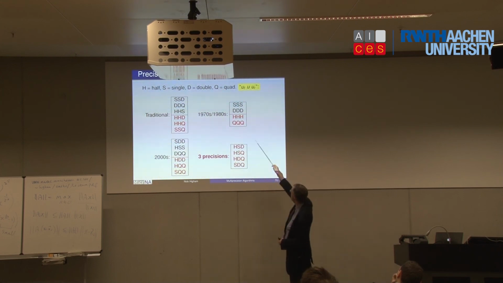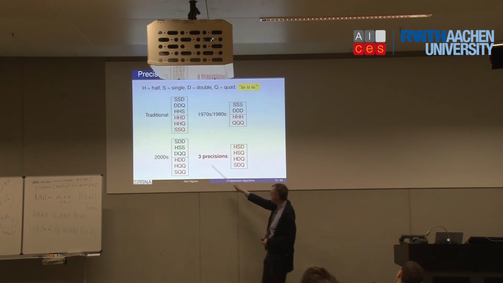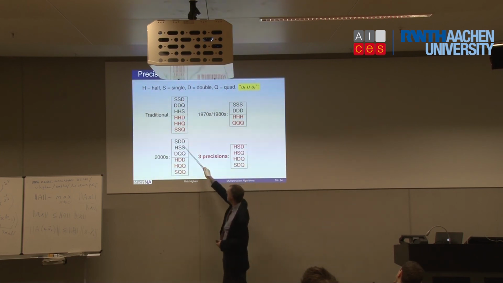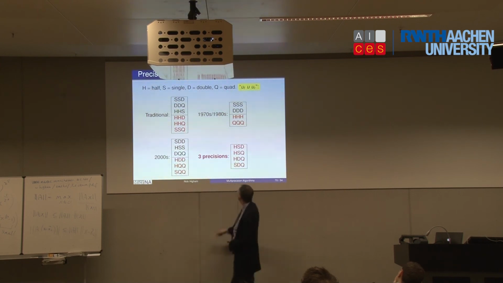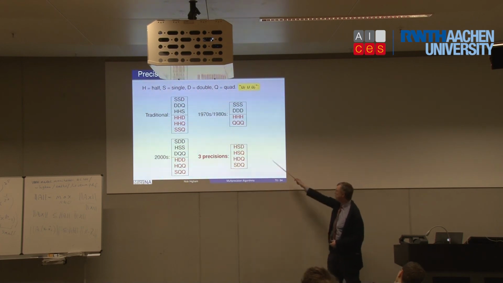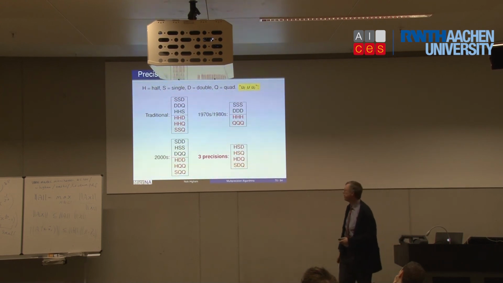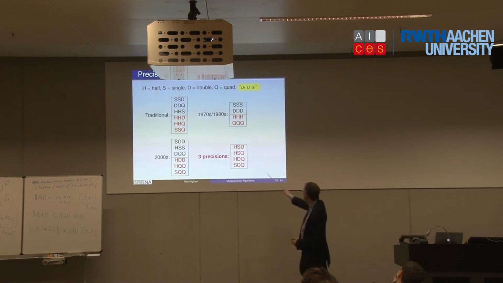In the 70s and 80s, people did everything at the same precision. In the 2000s, this is the Dongarra version, where he did the factorization in single, but worked at the base precision double, residuals in double. And if you want to use three different precisions, then these are the four interesting cases that we could look at. So there's quite a lot of different possibilities there. And I'm particularly interested in these.